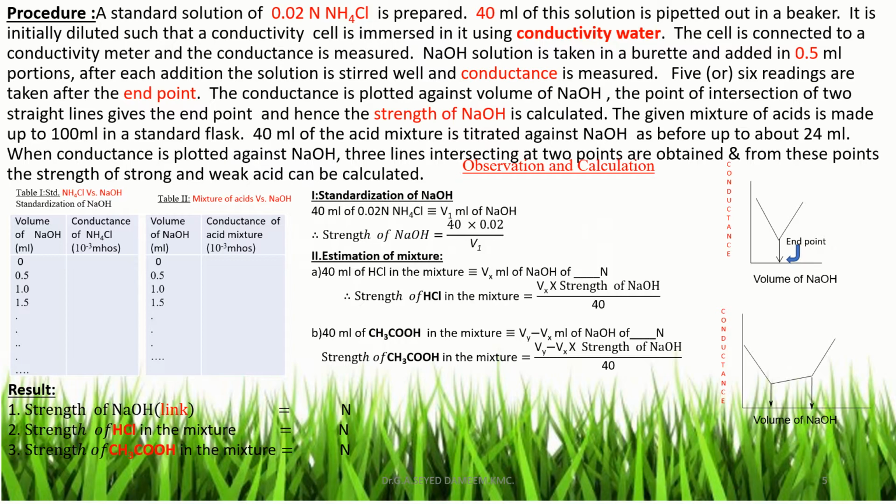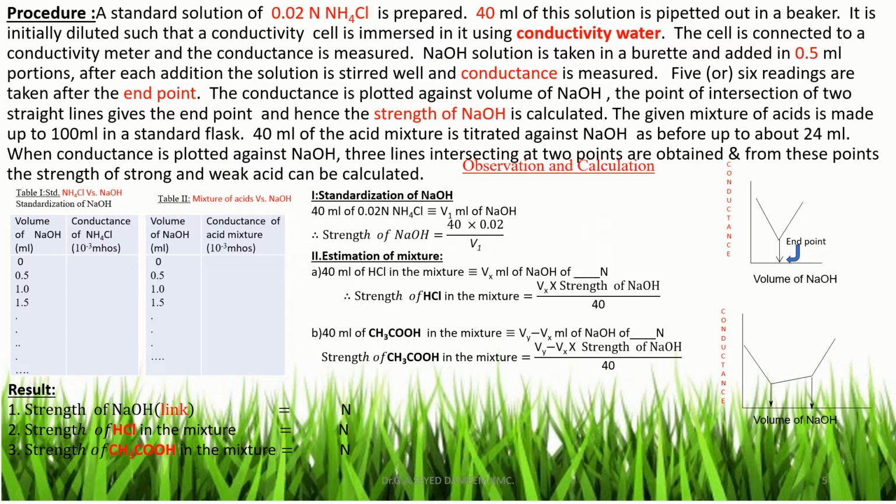And on adding 0.5 ml portions of sodium hydroxide, the conductance value is decreased due to removal of ammonium ion as ammonium hydroxide, which has low ionization. So the conductance is decreased up to the endpoint. Afterwards, the conductance is increased due to increase of OH minus ion, which has the greatest mobility. And the conductance readings are taken after the endpoint.